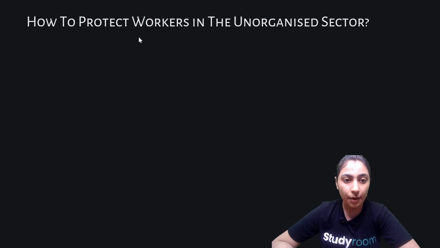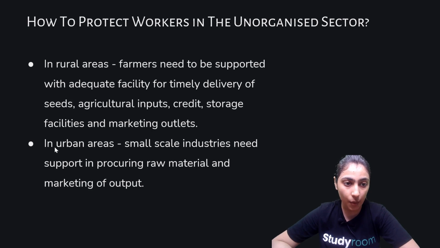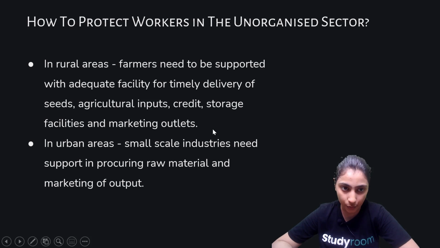How to protect workers in the unorganized sector. The first thing under this topic is that in the rural areas, farmers need to be supported with adequate facilities for timely delivery of seeds, agriculture inputs, credit, storage facilities and marketing outlets. In urban areas, small-scale industries need support in procuring raw material and marketing of output.